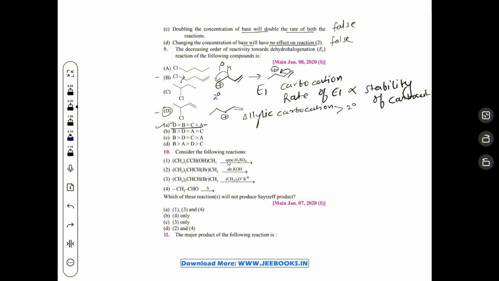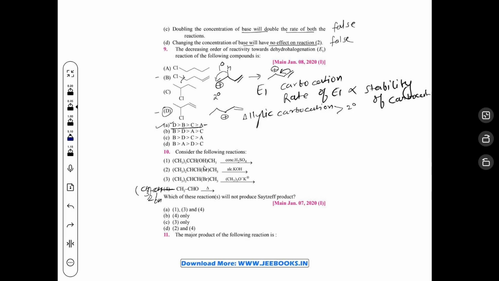Now moving to the next question, consider the following reactions. So this is the dehydration reaction. The second is an elimination reaction because you have alcoholic KOH, a strong base, and the third reaction is also an elimination reaction. And in the fourth, the correct formula is something that is missing here actually. So I want to write the correct one, CH3 to CHOH. So this is the correct structure of this compound.